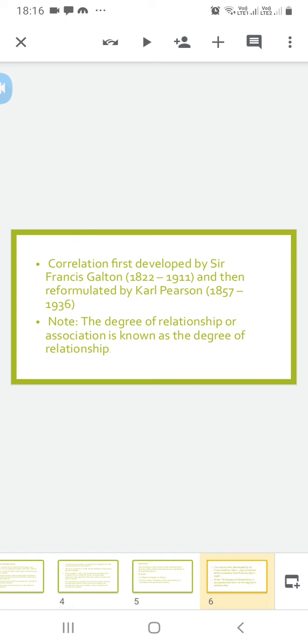Correlation was first developed by Sir Francis Galton, 1822 to 1911, and then reformulated by Karl Pearson, 1857 to 1936. The degree of relationship or association is known as the degree of correlation.